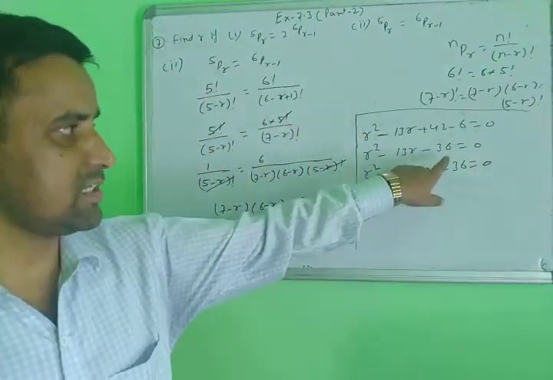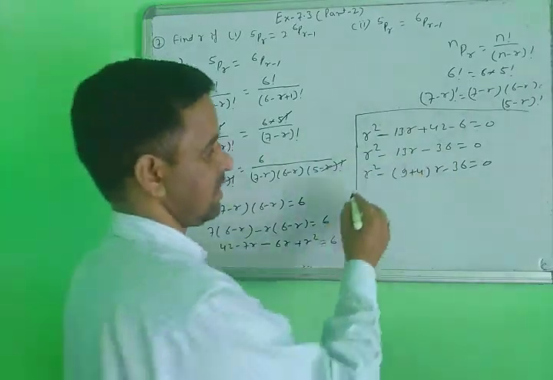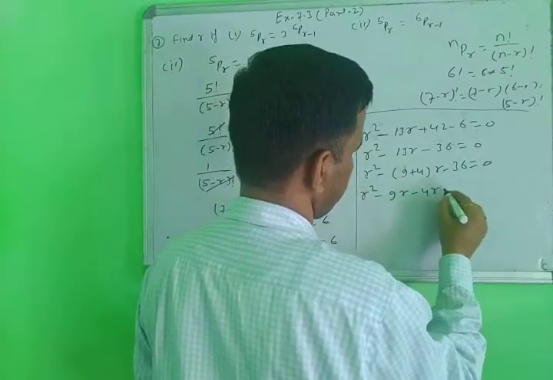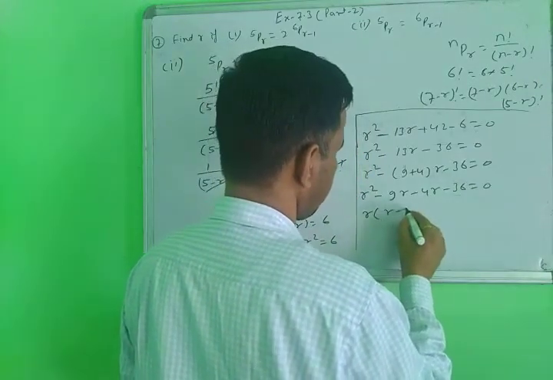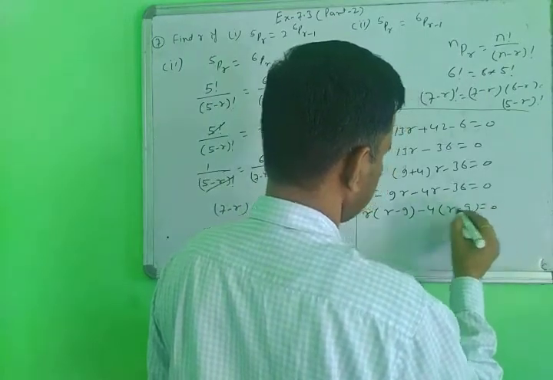Because the factors of 36 are 9 and 4, where 9 times 4 is 36 and 9 plus 4 is 13. Then r squared minus 9r minus 4r plus 36 equals 0. Taking r common, r minus 9, and taking 4 common, r minus 9 equals 0.